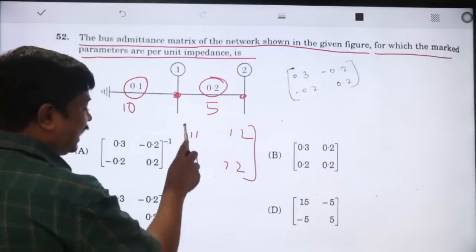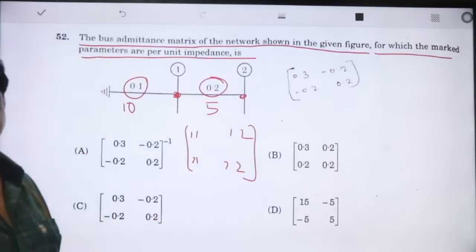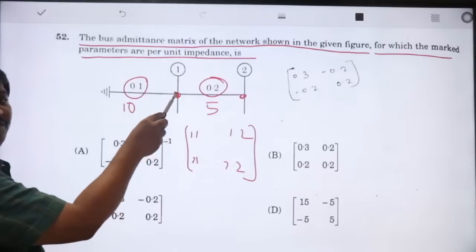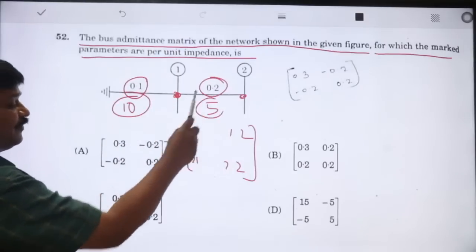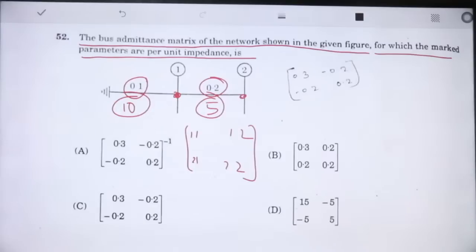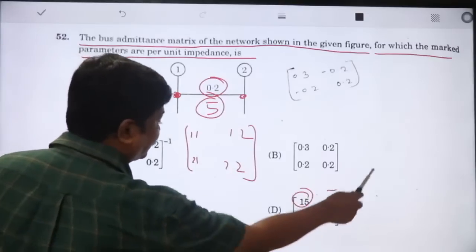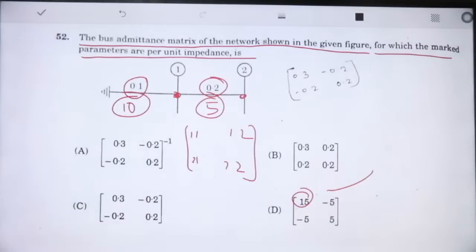In the nodal analysis itself we will get the answer. It is not a power system also. Y11 means all the admittances connected to the first node. 10 plus 5, 15. Where is the 15? Only this one is the answer. That's it. You don't want to go for any other calculations.